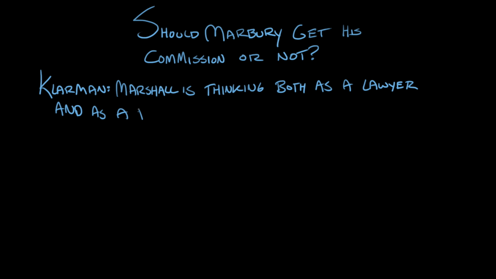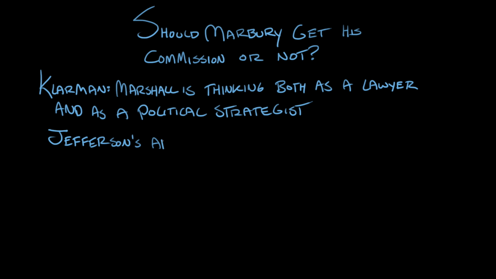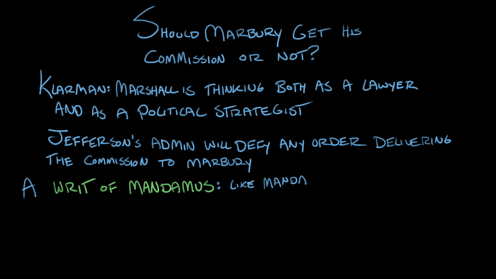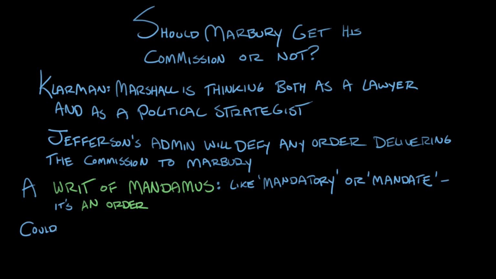Marshall understands that if he issues an order to the Jefferson administration to deliver the commission, he will be defied. He knows that almost to a certainty. James Madison has refused even to show up in court in response to an order to show cause why a writ of mandamus should not be issued. So mandamus is from the same root as mandatory or mandate, right? It's an order. And here the issue was, did the judiciary have the power using this writ of mandamus to order the Secretary of State to do something?